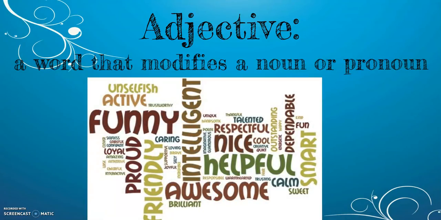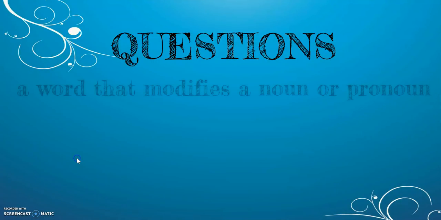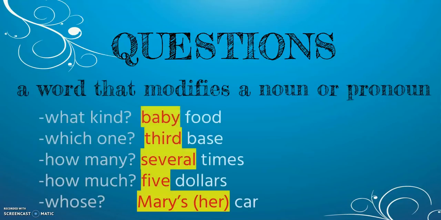Take a second and copy down a few examples here of some adjectives. Unselfish person, an active runner, a funny movie. These are all adjectives. Questions that adjectives can answer are, what kind? If I'm talking about food, what kind of food? Baby food. If I'm talking about baseball, which one? Which base? Third base. How many? Several times.